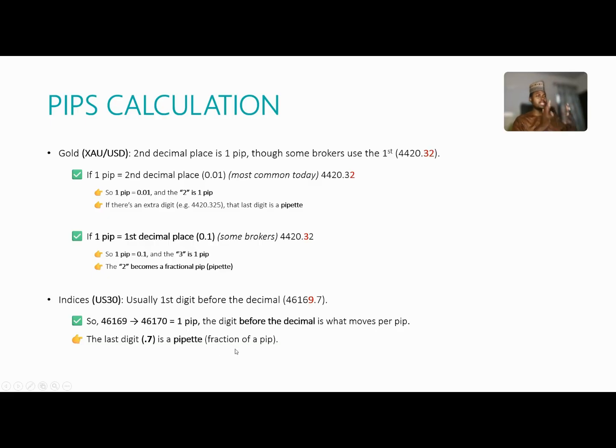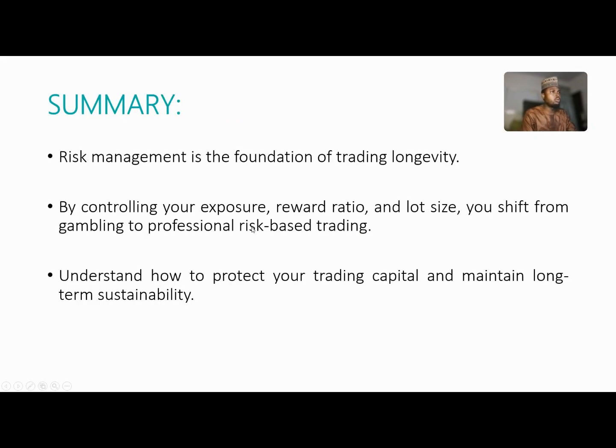So this is just very easy. I gave you these examples as a formula, so that you can understand how to read pips by merely looking at the price. The last number is the pipet, that's the fractional pip. The second one is where the counting starts from, which is 1 pip. That's how it is. So that's pips calculation.